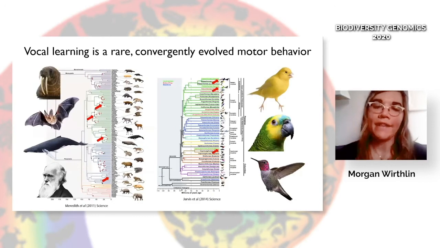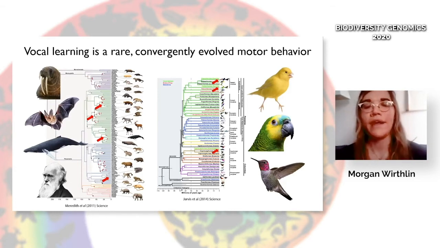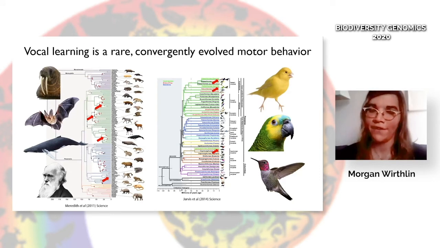Vocal learning, the ability to shape vocal behavior as a result of experience, as observed in human language and birdsong, is also another such convergently evolved trait, having evolved just a handful of times in the animal kingdom, in mammals as well as in birds.